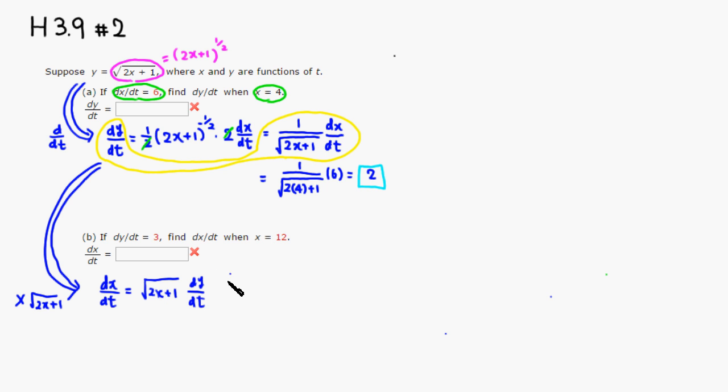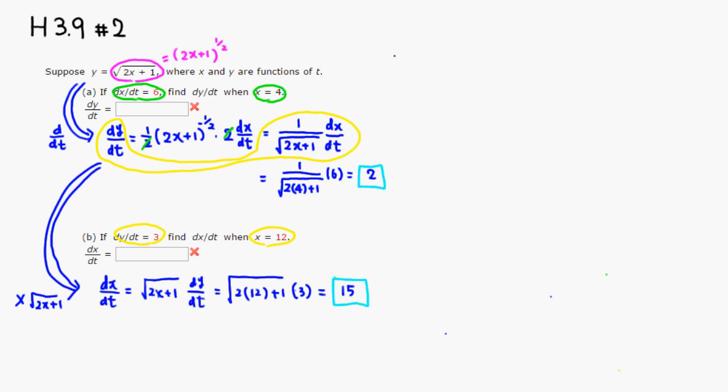Then we just have to plug in what we have. It's the square root of 2 times the x value, which is given to be 12 for part B, so 12 here, plus 1, and multiply by dy over dt, which is given to be 3, so I'm going to put 3 right here. This is going to be the square root of 24 plus 1, so the square root of 25, which is 5, times 3, so it's 15. So that's the value of dx over dt.